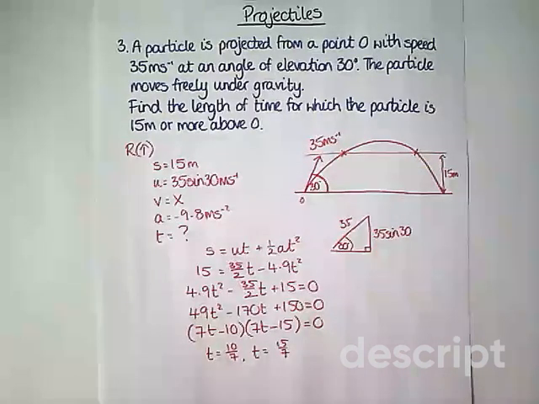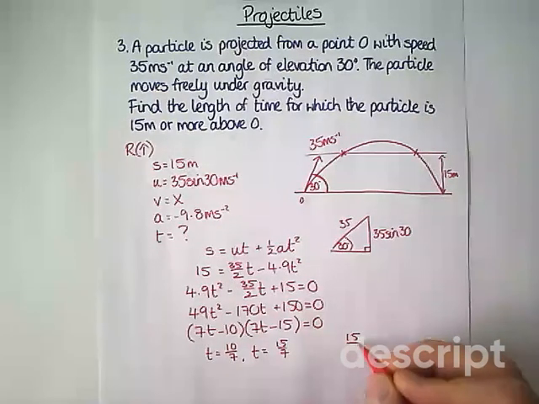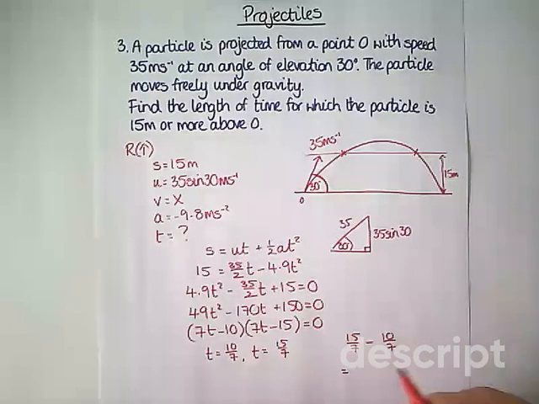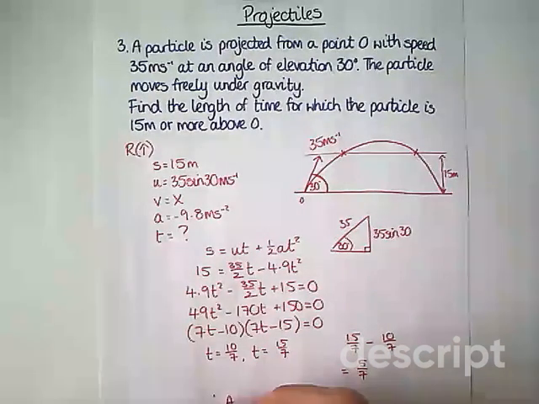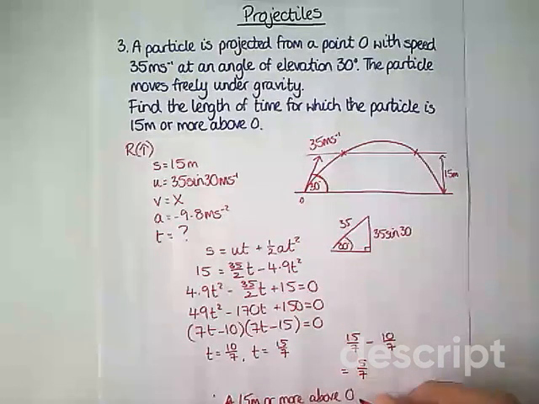So we want to know, find the length of time for which the particle is 15 meters or above. So we are going to do 15 over 7 minus 10 over 7 to get 5 over 7. Therefore, 15 meters or more above O for 5 over 7 seconds.